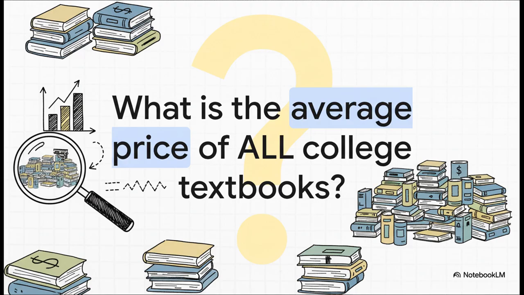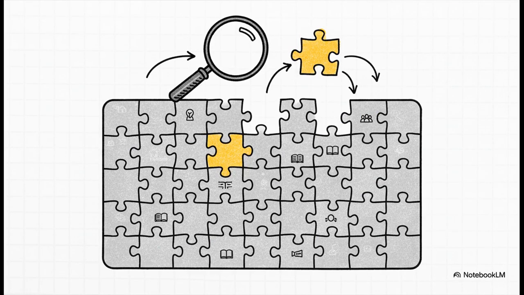Imagine you're a publisher, and you want to know the average price of all the competing textbooks out there. You can't possibly find every single one. That's a giant unknowable number. So where do you even begin? The answer, the really clever solution, is we estimate. We take a small, manageable piece of the whole puzzle, what we call a sample, and we use that little piece to make an intelligent, calculated statement about the entire picture.